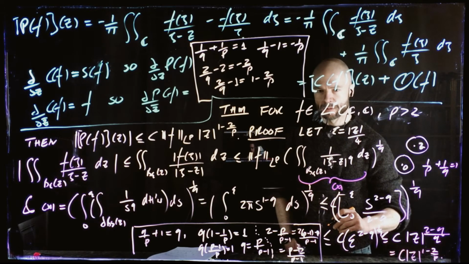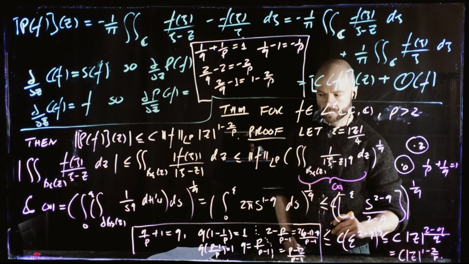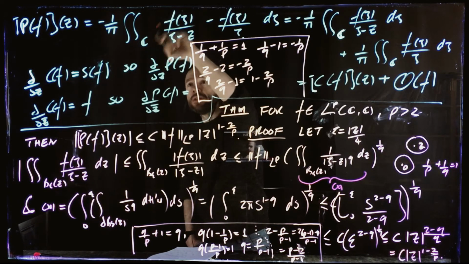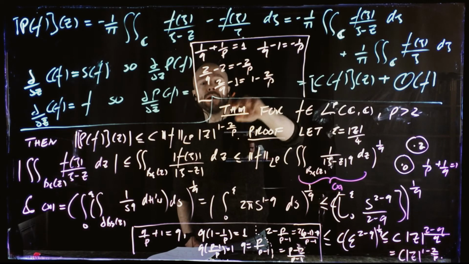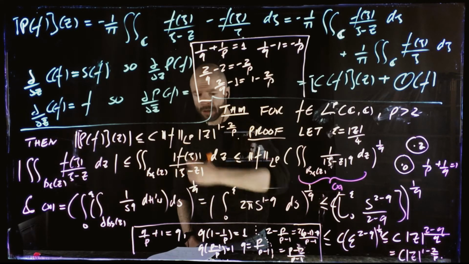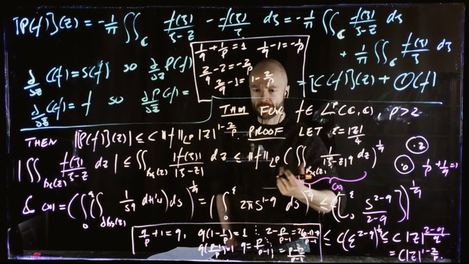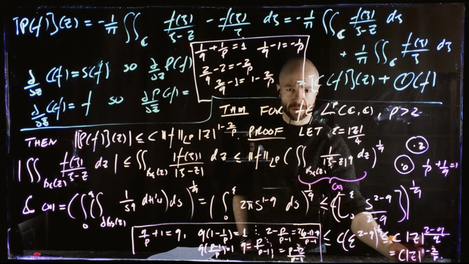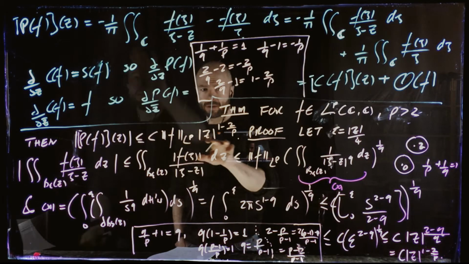Cool. So the part of the integral which is around these singularities at z and at 0 is going to contribute exactly what we want. It's going to be the LP norm of f times mod z to the 1 minus 2 over p, exactly as claimed.